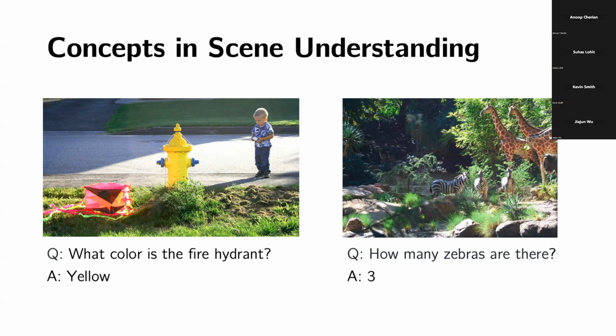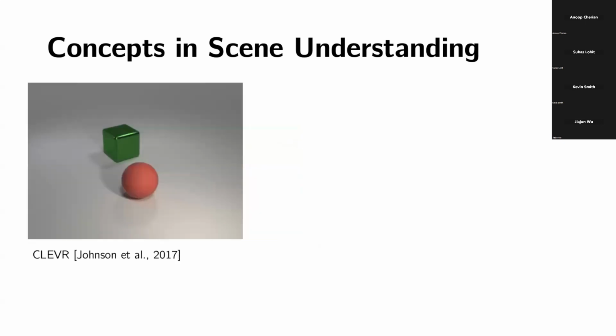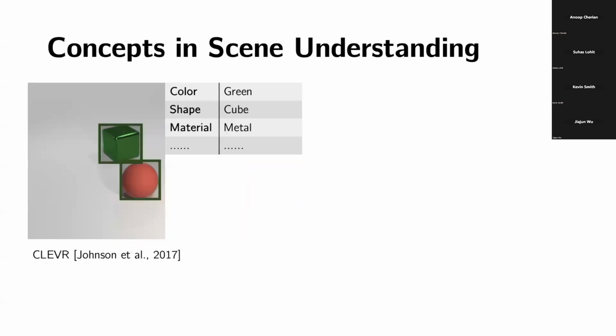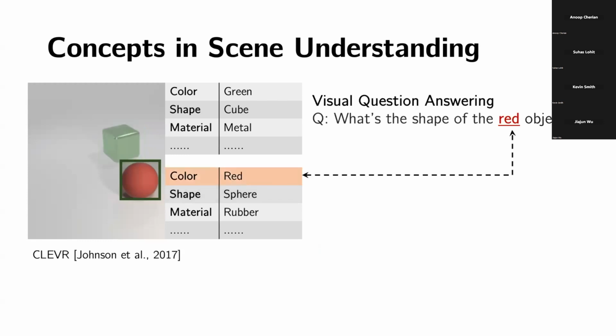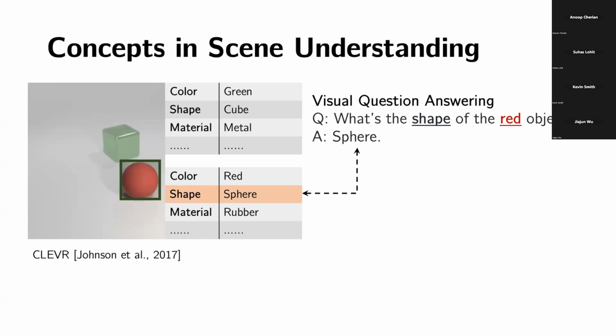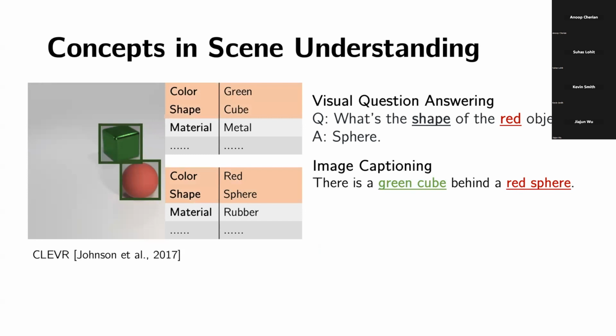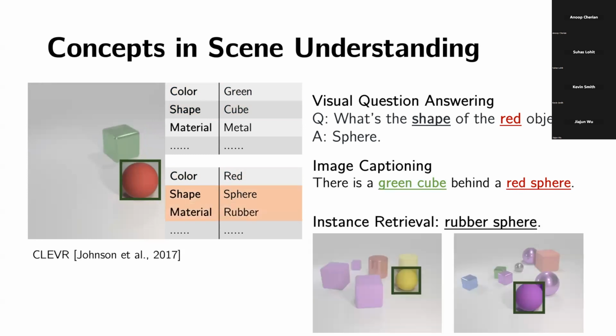So we leverage these concepts in answering questions, but also for different problems. For example, in this simple scene you realize there is a green cube made of metal and a rubber sphere, which is red, and we can answer questions like, what's the shape of the red object? The red object has the shape of a sphere. But you can use it for other problems like image captioning: there is a green cube behind a red sphere. You can use it for instance retrieval too: show me other examples of a rubber sphere. So the same notion of object concepts is really flexible and used in a lot of different activities.